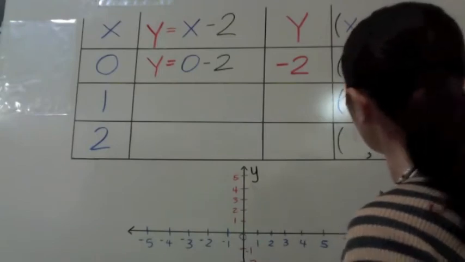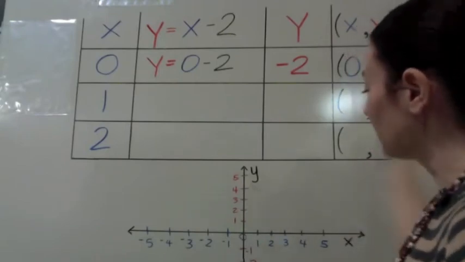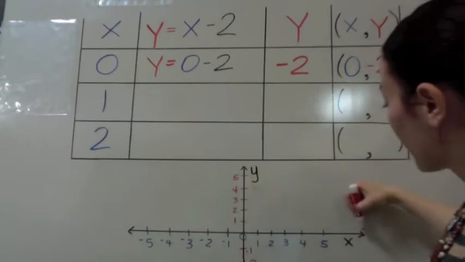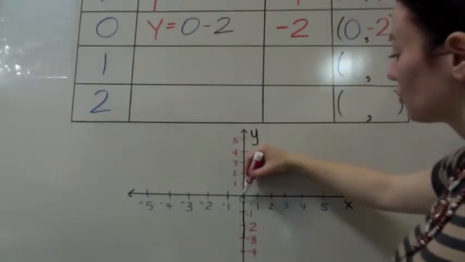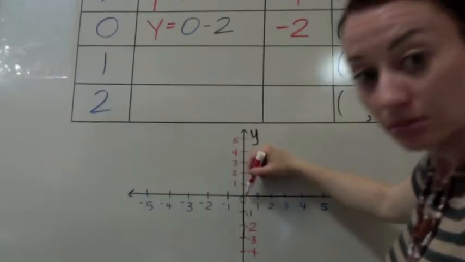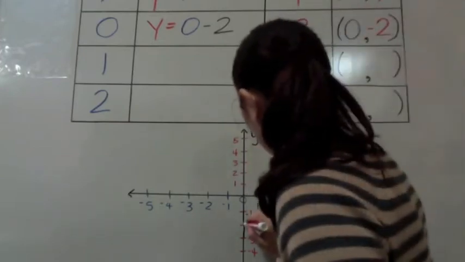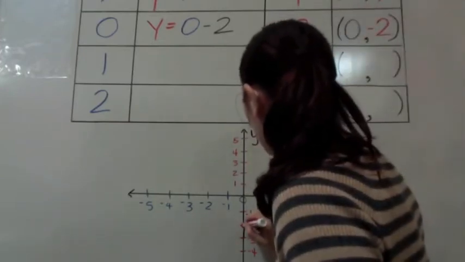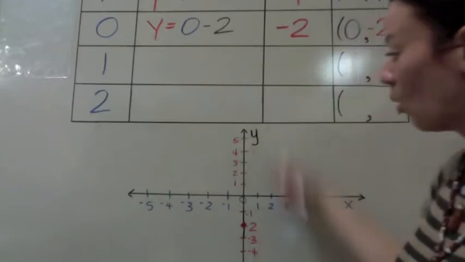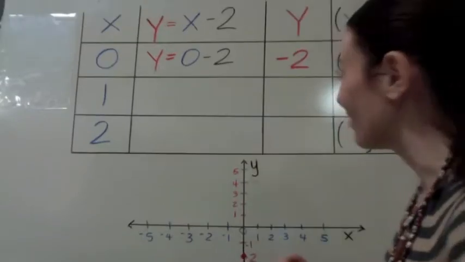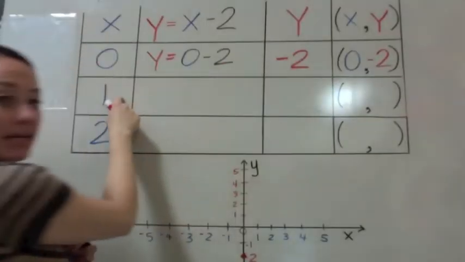Great. So let's graph that. 0, negative 2. We're going to start at 0 at x, where x is 0. Then we're going to go down 2. How many are we going to go down? 2. So we're going to put that point right here at 0, negative 2. What axis is this on? This is on the y-axis. Remember?